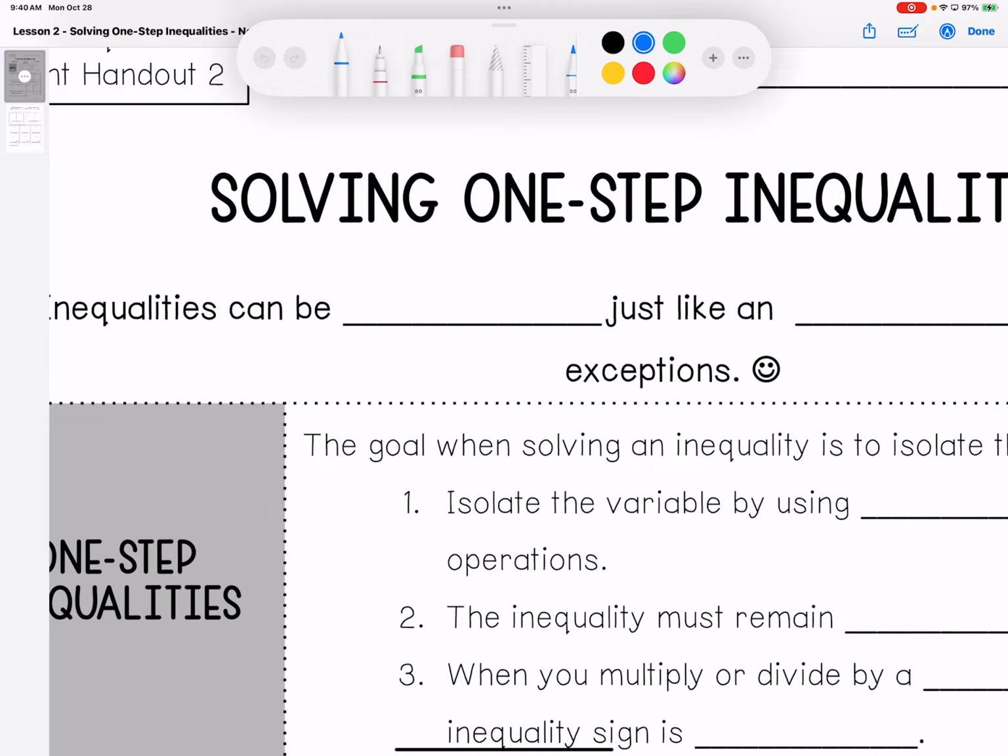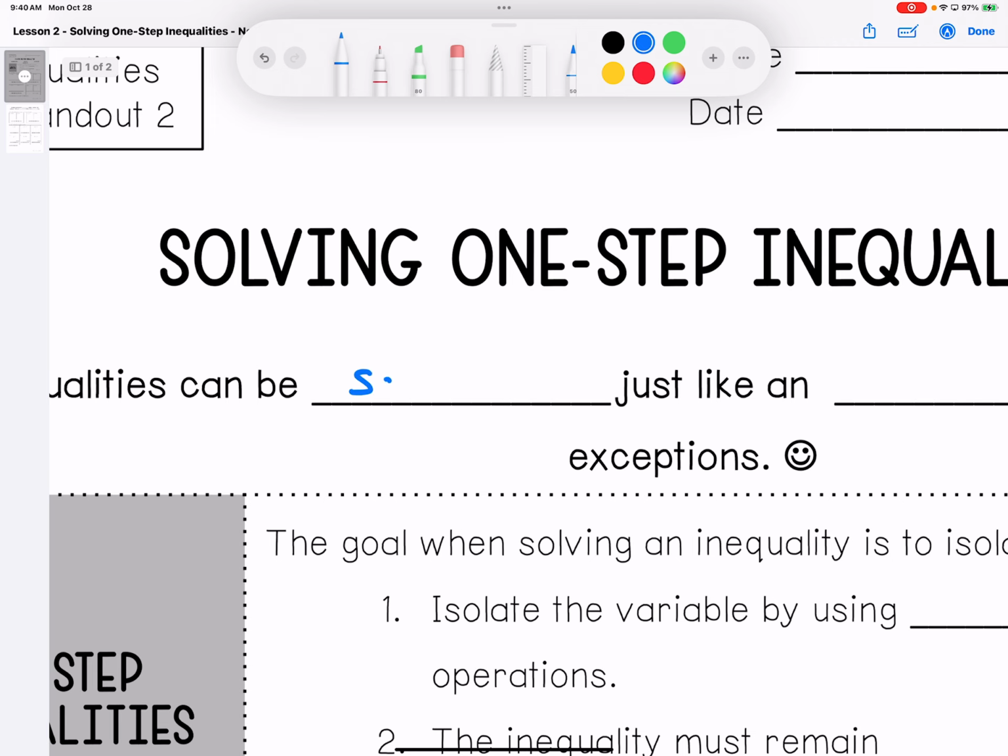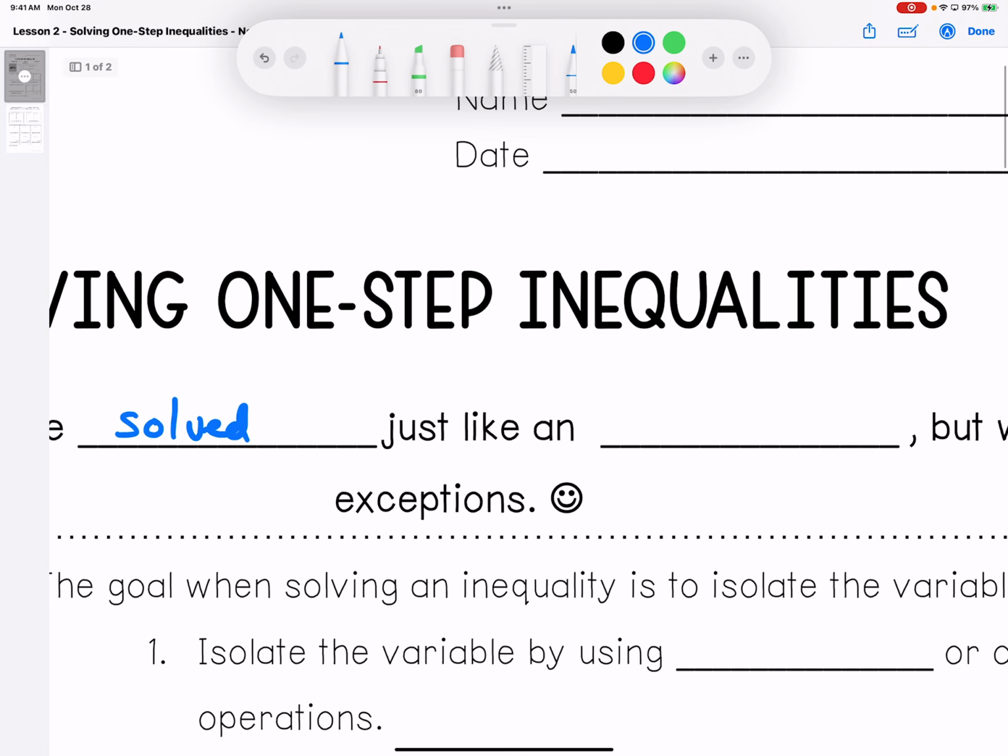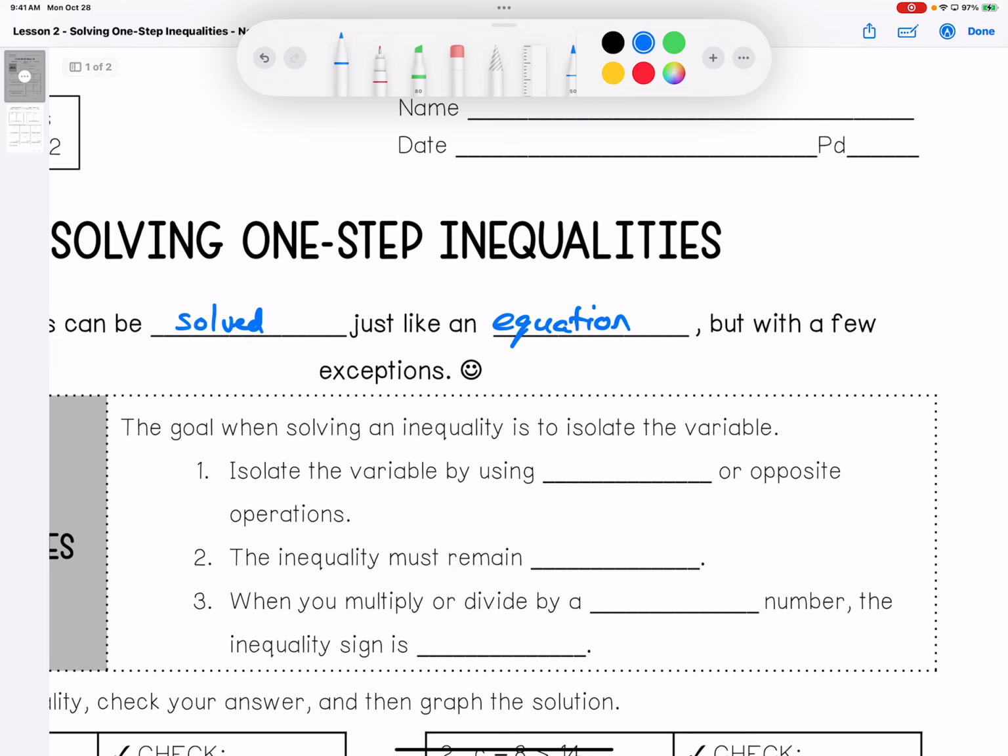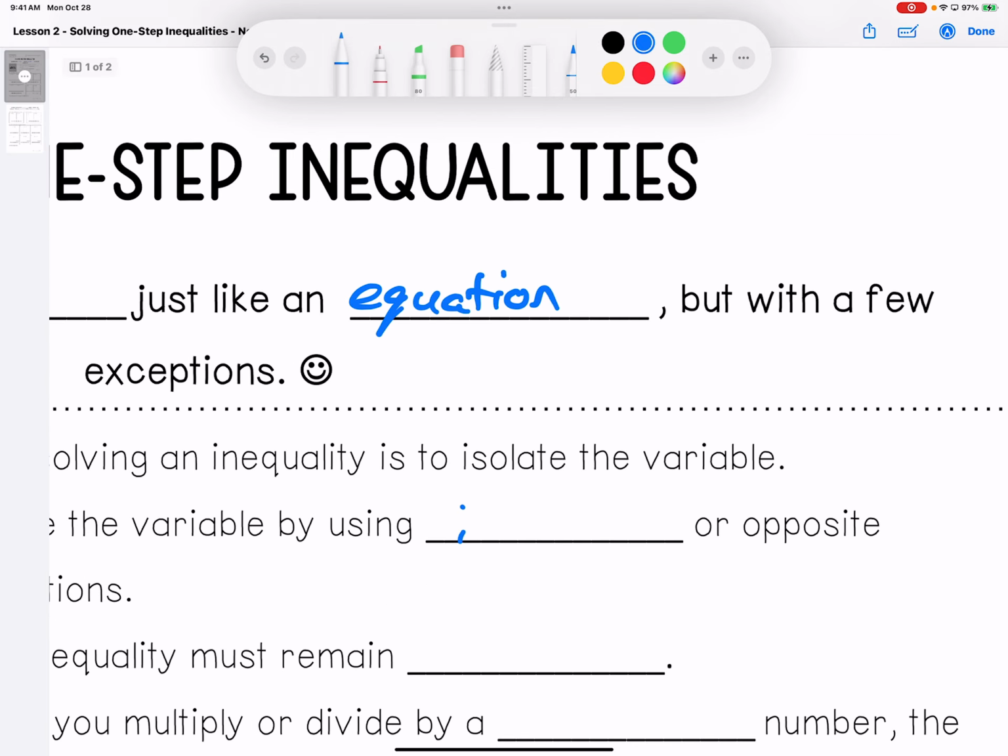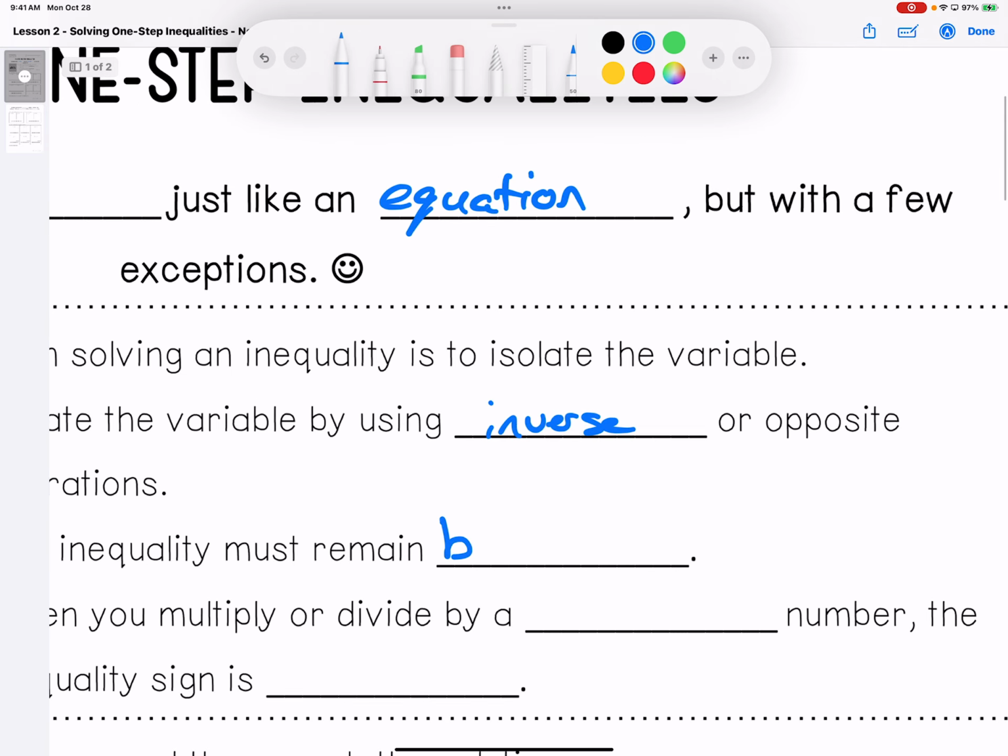All right. Starting the notes. Inequalities can be solved just like an equation, but with a few exceptions, really just one. All right, here are the rules. The goal when solving an inequality is the same as with the equal sign, to isolate the variable. We're going to isolate the variable by using inverse operations, the same thing as we did with equations. The inequality must remain balanced, just like an equation.